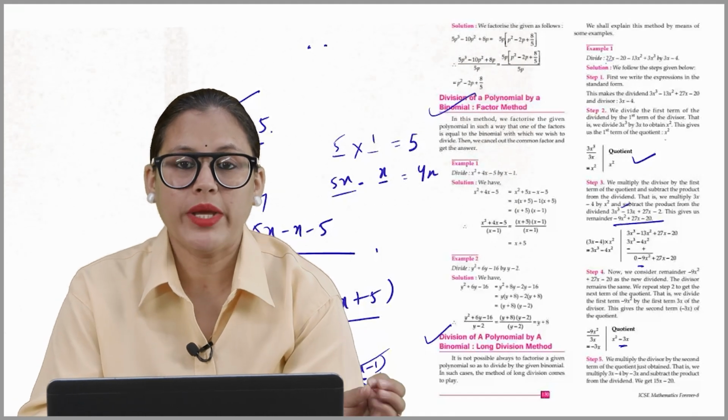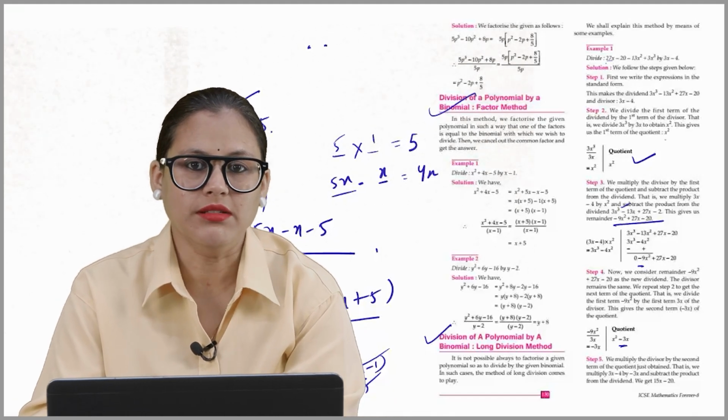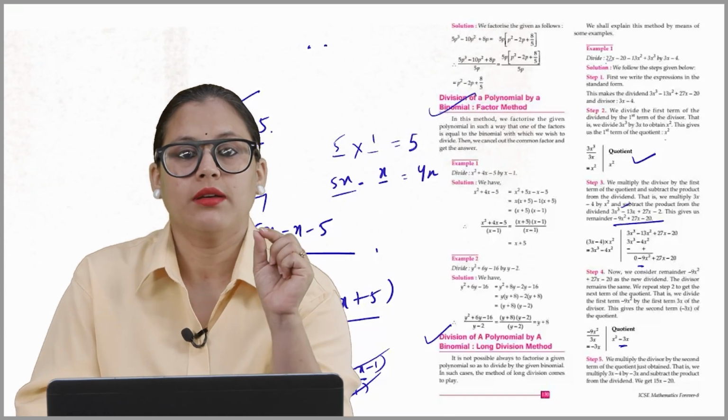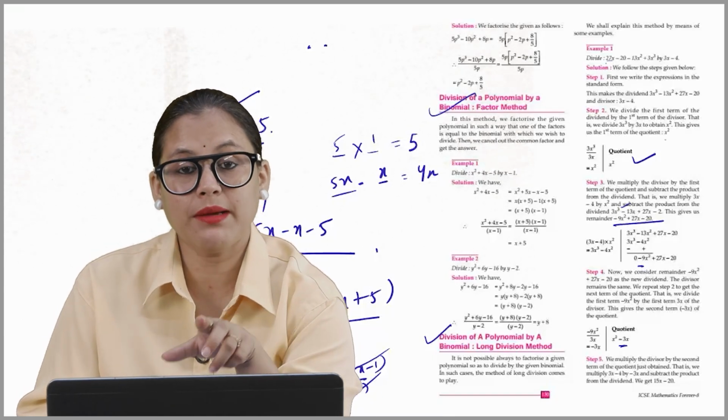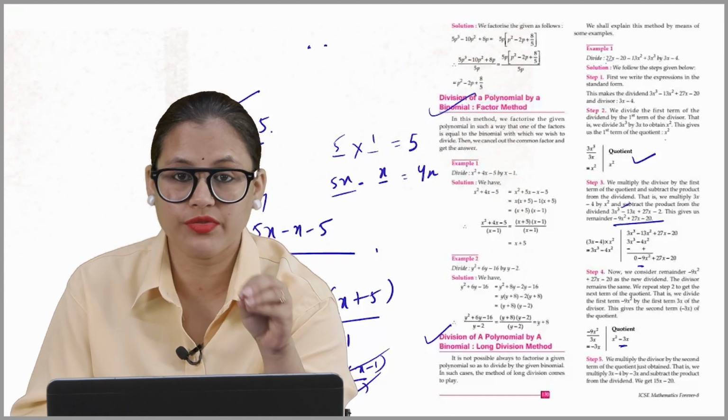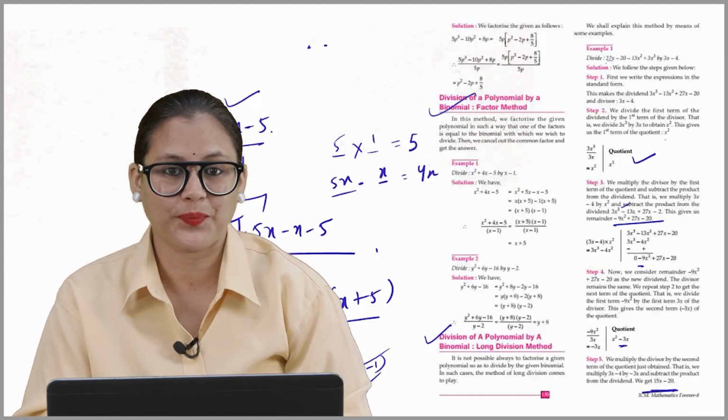Step 5, we multiply the divisor by the second term of the quotient just obtained, that is, we multiply 3x minus 4 by minus 3x and subtract the product from the dividend. We get 15x minus 20, right?